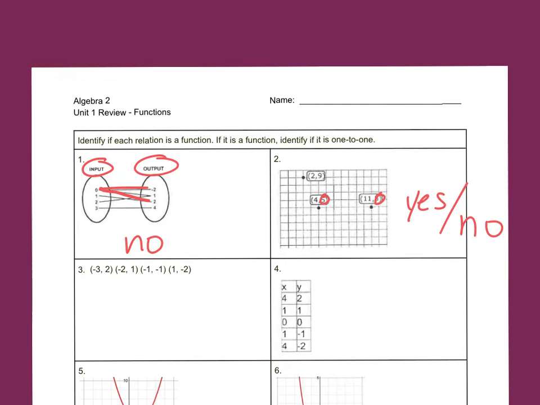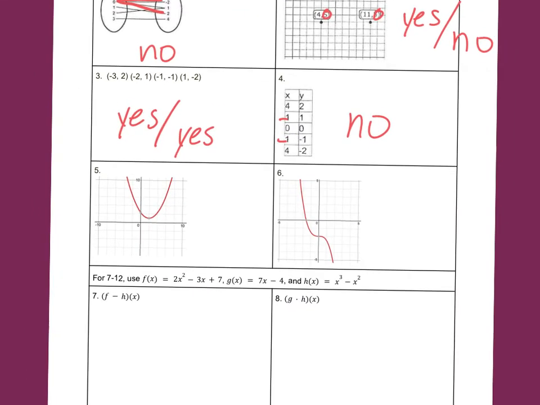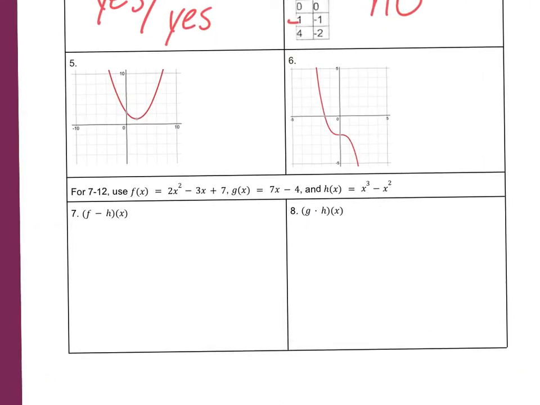Okay, number 3, same thing. Looks like no x's repeat, so this one is a function. Do any y's repeat? No, it doesn't look like it. So this one is both, okay? Number 4, looks like 1's got 2 birthdays, so no on that one. We'll go on down. Number 5, okay?